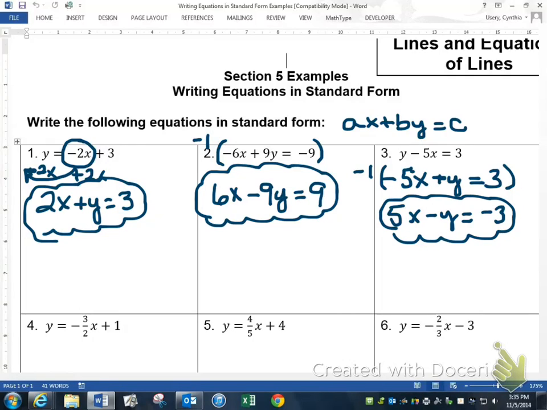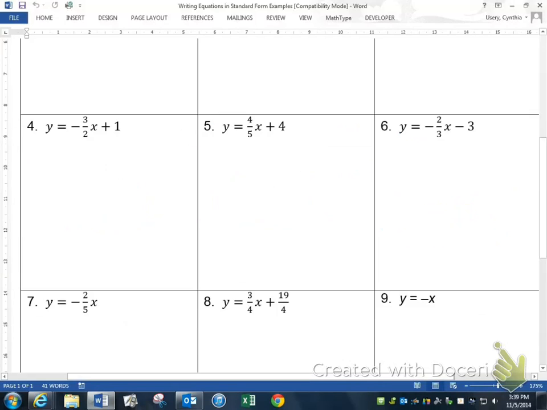Okay, let's go on and do some with fractions. If we look at number 4, I have a fraction in it, so I want to clear out the fraction. The denominator of that fraction is a 2, so I'm going to multiply everything by 2 to get rid of that fraction. So it's going to double everything. So I'm going to end up with 2y equals negative 3 over 2x. The 2 and the 2 in the denominator are going to cancel, so it's just going to become negative 3x. And then plus 2 times 1 is 2.